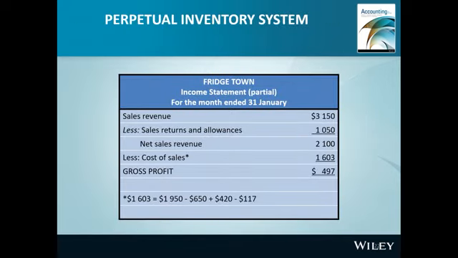Okay, and this is the financial statement for the perpetual inventory system. It's very easy, straightforward. Sales minus the sales return gives you your net sales. This is your net sales, 2,100. And then less cost of sales, 1603. So this gives you a gross profit of 497.